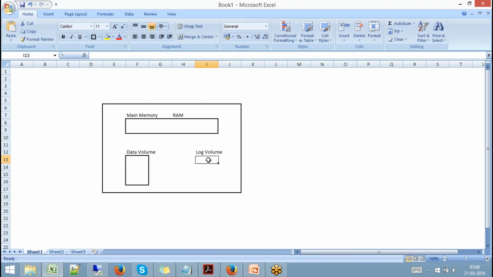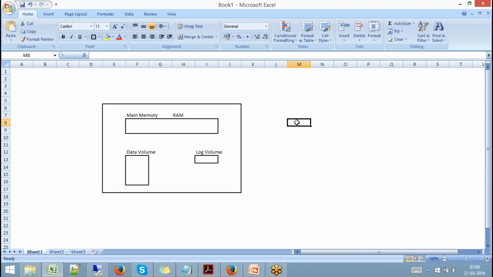Okay, boss. Now what I mean to say is, we're saying HANA is an in-memory database. It does store data in main memory and process data in main memory. But that doesn't mean it stores all the data in main memory. It does not store all the data in main memory.